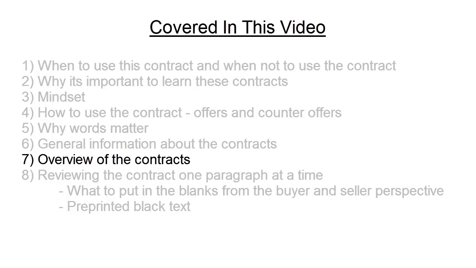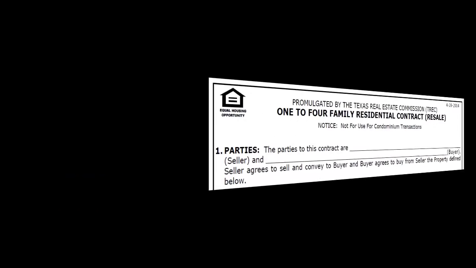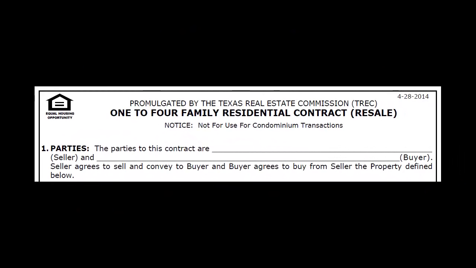So, all right, that's it for the introduction and all of the background and overview and everything. Let's go ahead and dig into the next part, which is the nuts and bolts. We're going over the contract one paragraph at a time. Paragraph 1, the parties. The simplicity of this paragraph leads to mistakes. This section introduces you to the parties of the contract, the seller and the buyer.